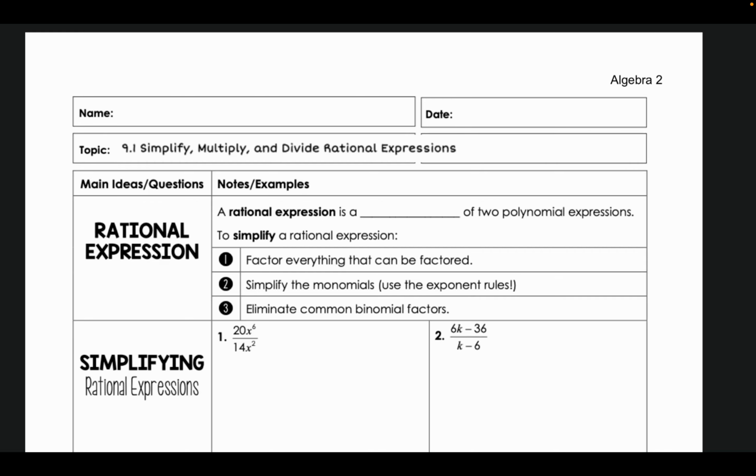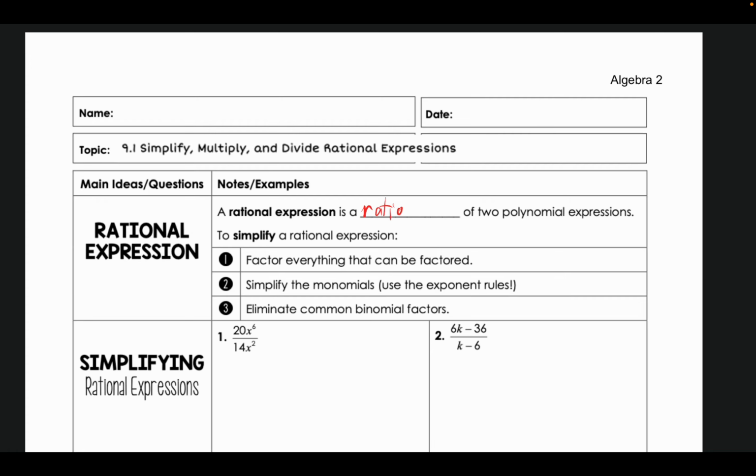Welcome everybody to Algebra 2 section 9.1, simplifying, multiplying, and dividing rational expressions. So a rational expression is a ratio of two polynomial expressions. So it's essentially two polynomials being divided. And it can be a polynomial, remember a polynomial could be one term, two terms, three terms, or more.